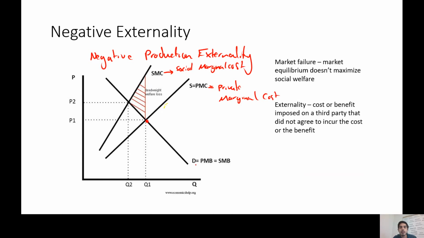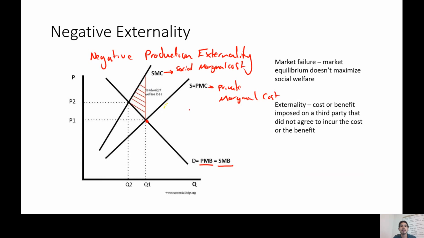And then we have a demand curve here, and the demand we can see is equal to private marginal benefit and social marginal benefit. If there are no externalities present, then the private marginal cost curve is equal to the social marginal cost curve, and all the beauty and power of markets exists, assuming perfect competition, right? And we maximize social welfare. But we can see here that we're not maximizing social welfare.